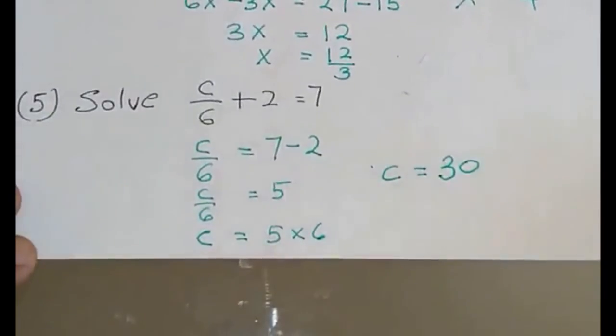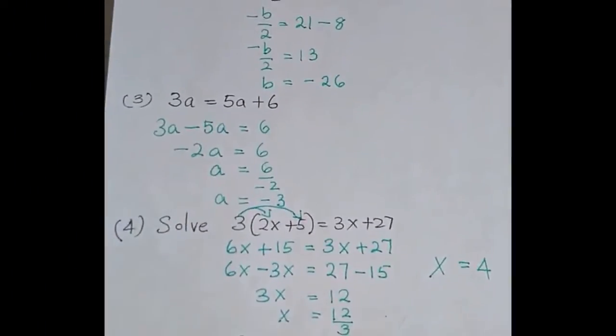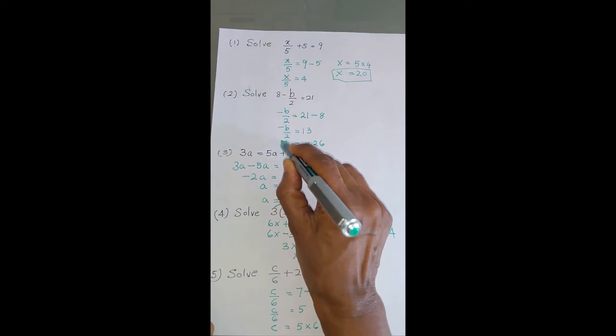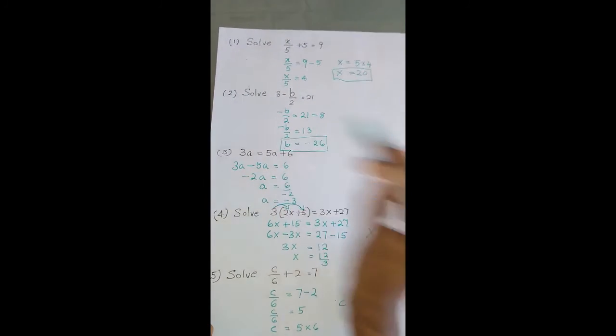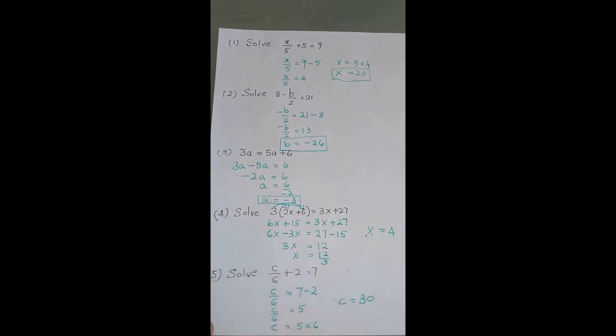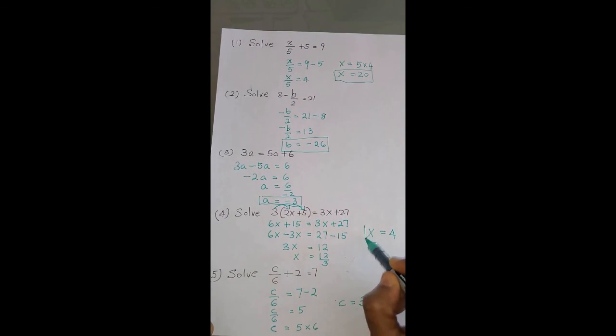Let's box the answers. So the first one would be x equals 20, and the second one is b is negative 26, and the third one is a is equal to negative 3, and this is x equals 4, and the final one is c equals 30.